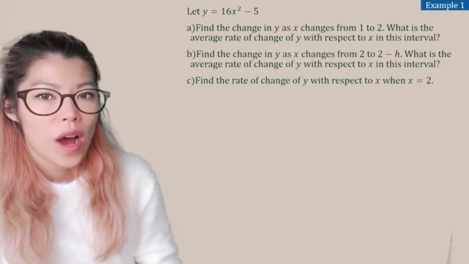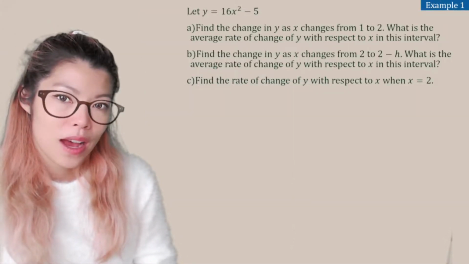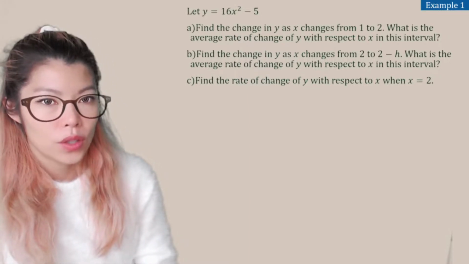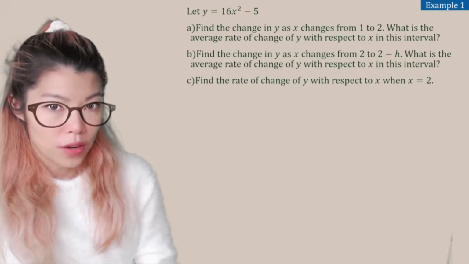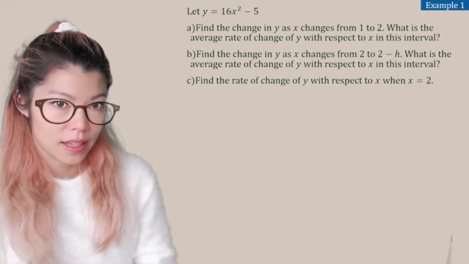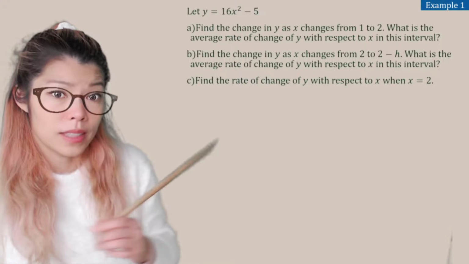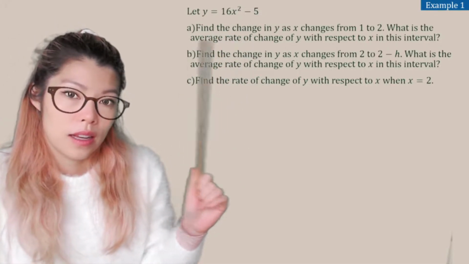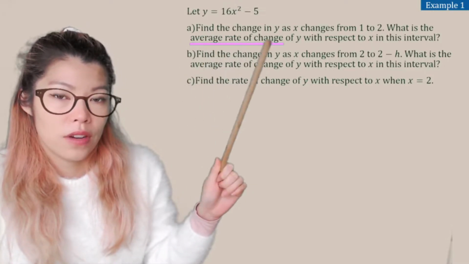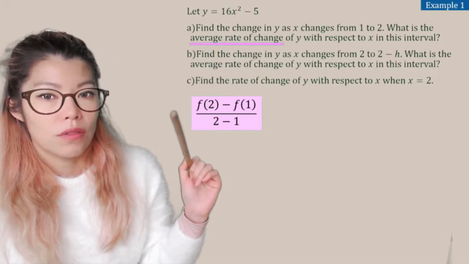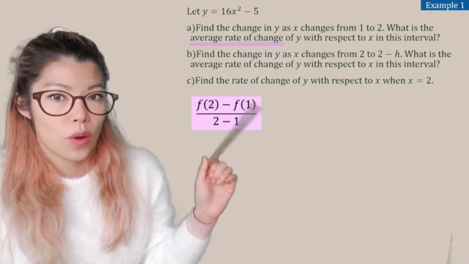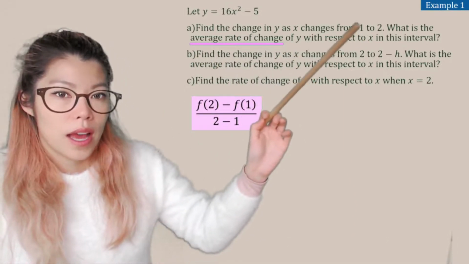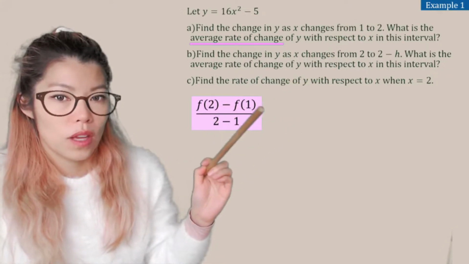Example 1, let y equals 16x squared minus 5. Find a change in y as x changes from 1 to 2. What is the average rate of change of y with respect to x in this interval? Now, if you are like me and get really confused when there are so many words, then it's nice to simplify this. Average rate of change means y2 minus y1 over x2 minus x1 pretty much. And then we're looking at the 2 points 1 and 2, so 2 there, 1 over there.